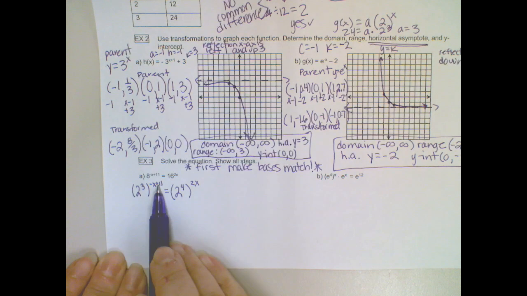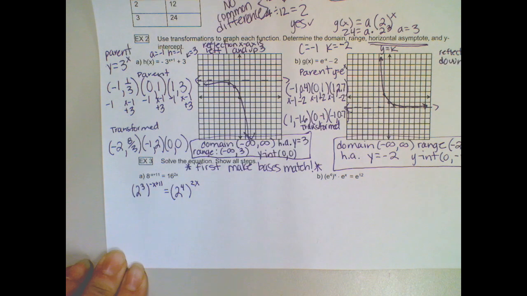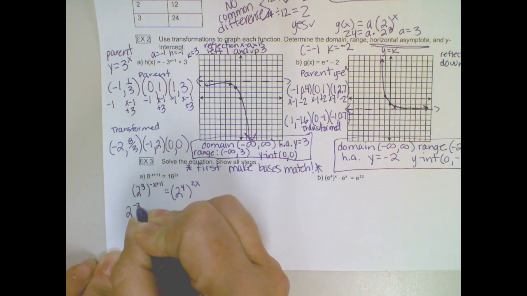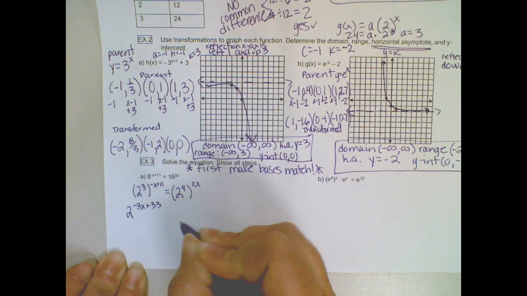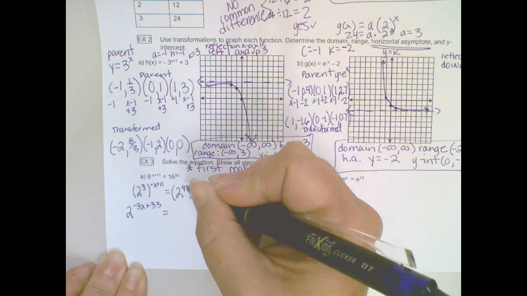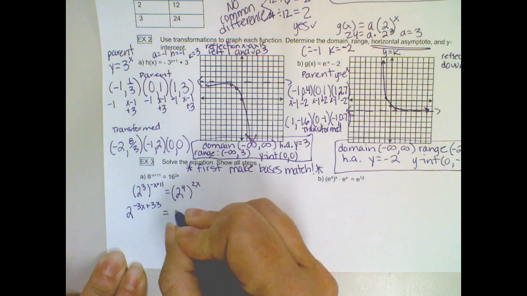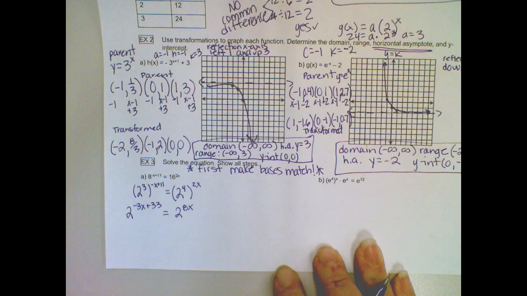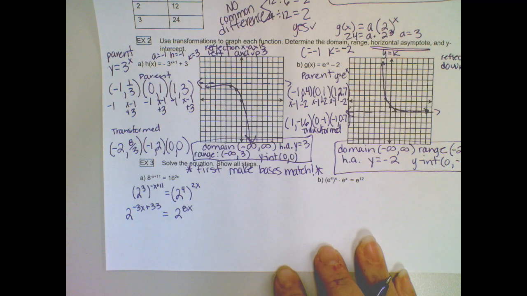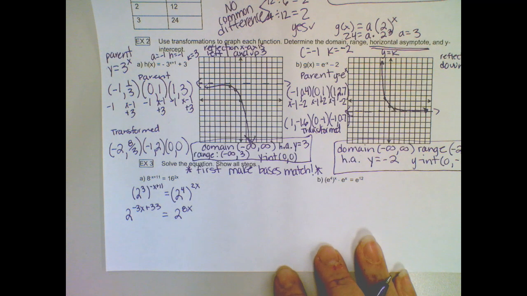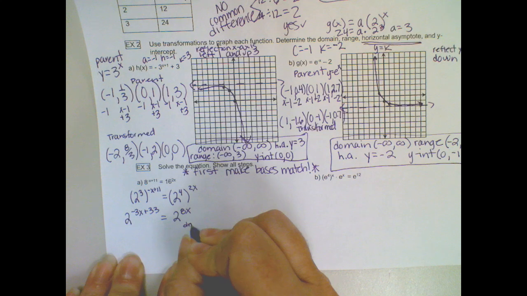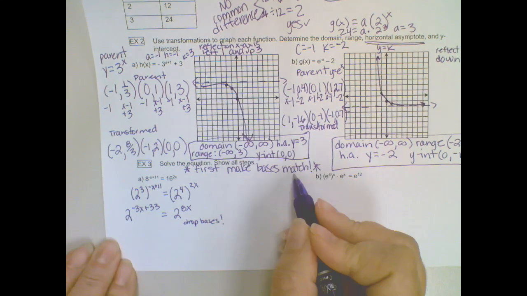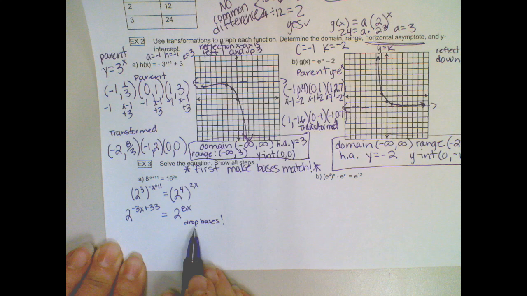When you have power of a power, you multiply the exponents. So I'm going to distribute that 3 through. So negative 3x plus 33. Here, same idea, doing 4 times 2x. So that'd be 2 to the 8x. When the bases match, that means that you can then drop the bases. So make the bases match, simplify, then drop the bases.